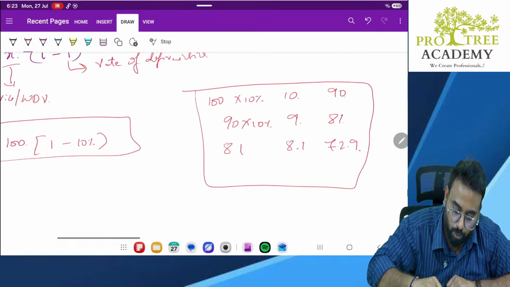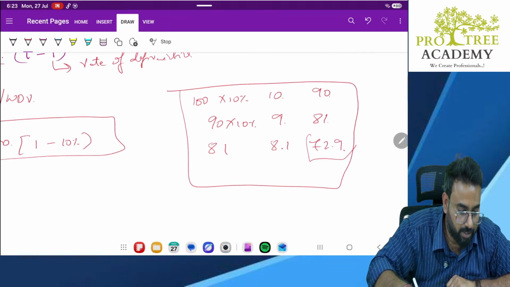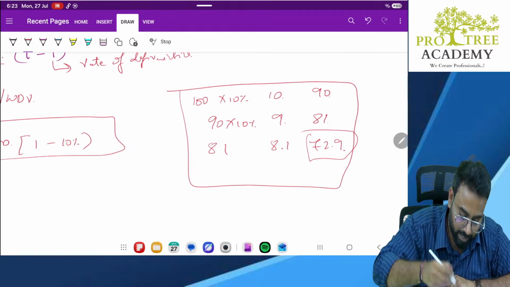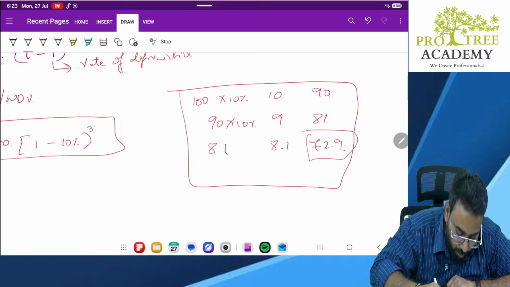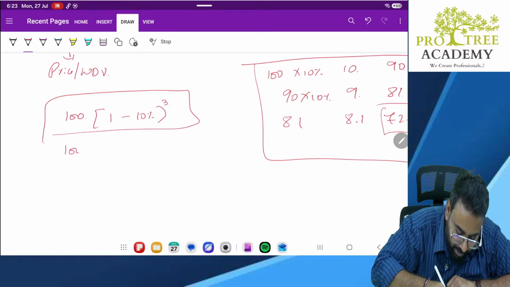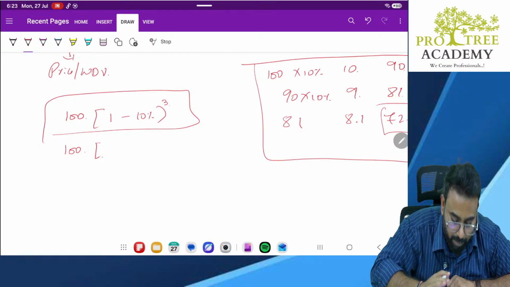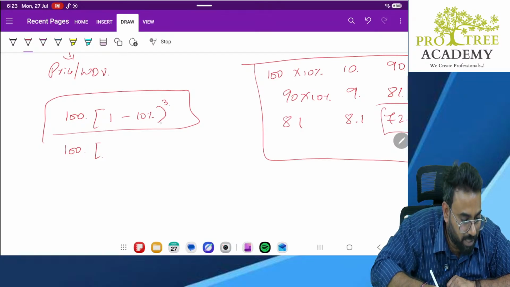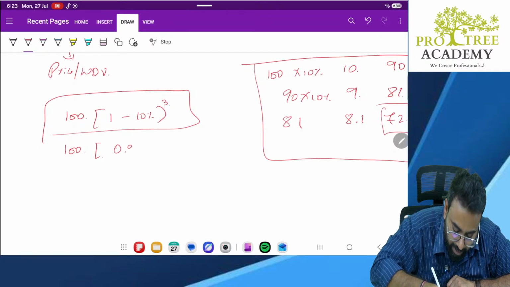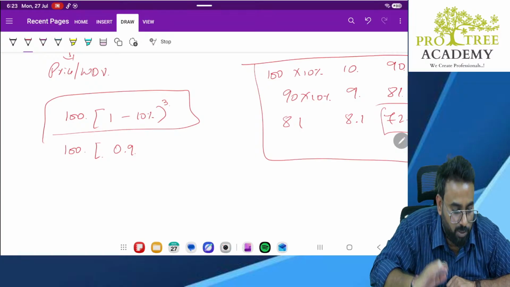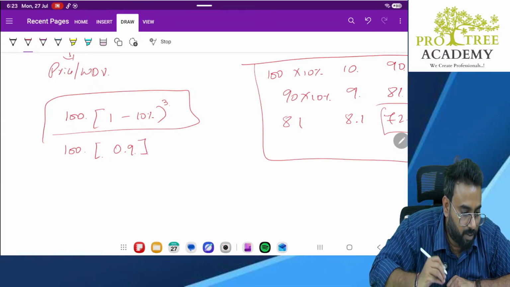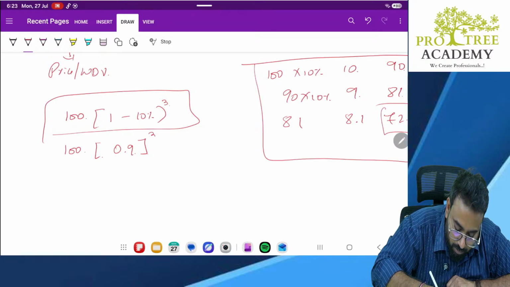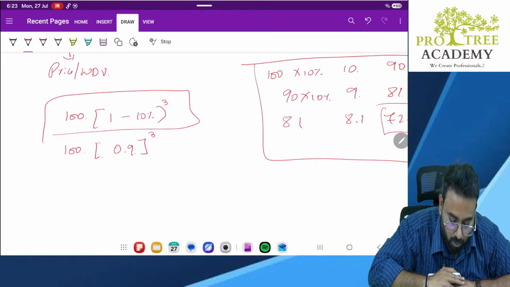So you want to know what will be WDV after 3 years. After 3 years, so raise to 3. Now please use your calculator: 100 into always remember, 1 minus 10% is nothing but 0.9. You can use the calculator also, you can take 1 minus 10%. Is this clear? Raise to 3.